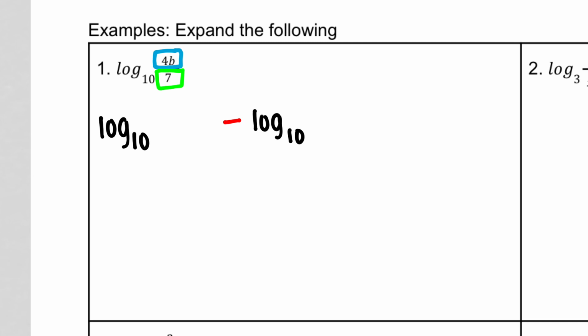Now what's going to happen is I'm taking this top part, and it's going in the first log, and the bottom part is going to the second. So I have log base 10 of 4b minus log base 10 of 7. And you've expanded. You are now done. If you're not sure if you're done, you want to check again. You want to see if there's anything being multiplied together like x and y. You want to see if there's any exponent. So like if it was like 4b squared, then you would move the exponent. But because there's none of that here, we just stop where we're at.